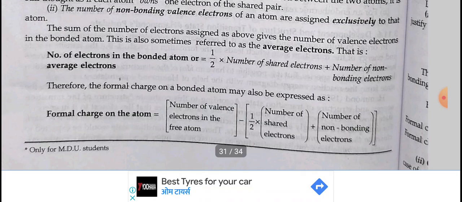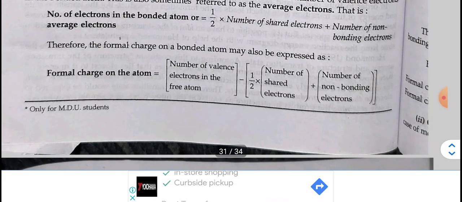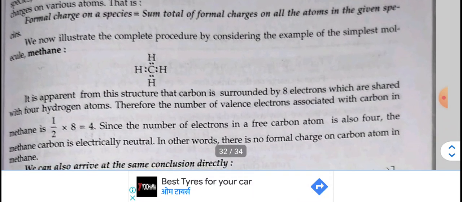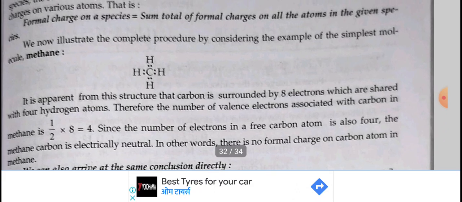Therefore, formal charge on a bonded atom may also be represented as: formal charge on atom equal to number of valence electrons in free atom minus 1/2 into number of shared electrons plus number of non-bonding electrons. Formal charge on a species equal to sum of total formal charge on all atoms in a given species.